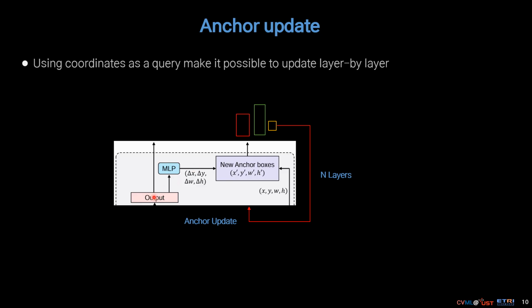And at the output of each layer, we can apply an MLP to give the prediction of anchor boxes, and we already have our prior information. So from our prediction and using the prior information, we can define our anchor boxes, and we can pass the defined anchor boxes to the next layer to update the anchor boxes layer by layer.